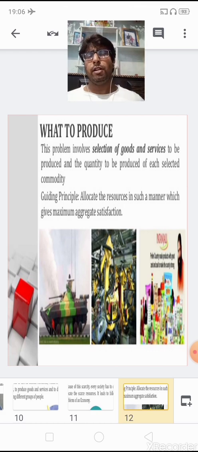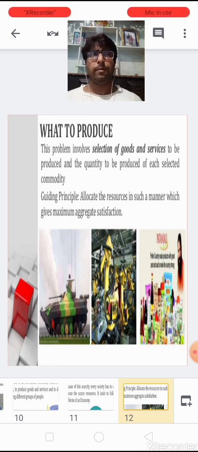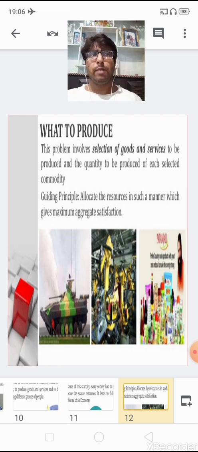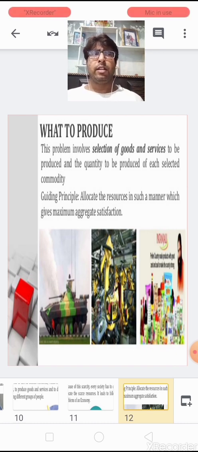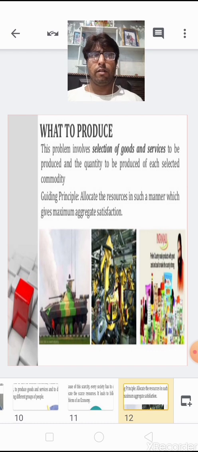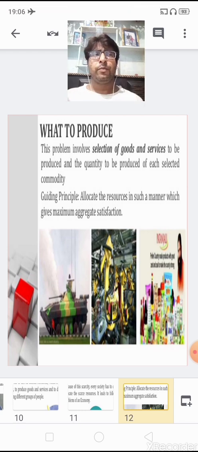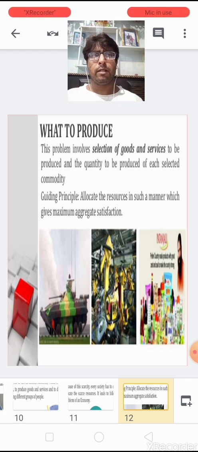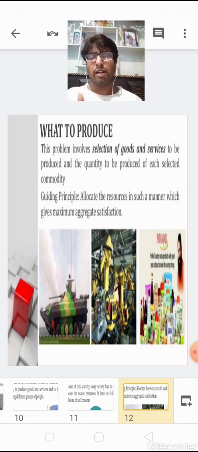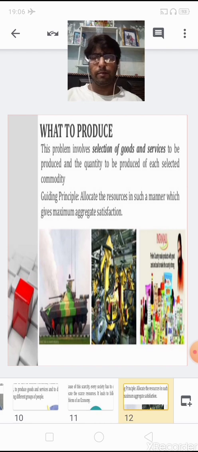Children, the quantity of goods to be produced implies how much of different goods is to be produced with the given resources. Greater production of good X always implies lesser production of good Y. Therefore, producers have to strike a balance between the production of good X and good Y, so that the gains can be maximized.